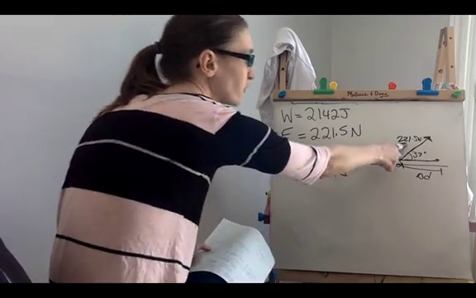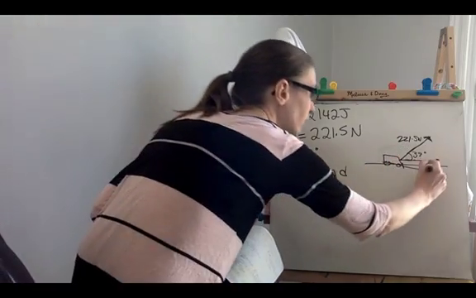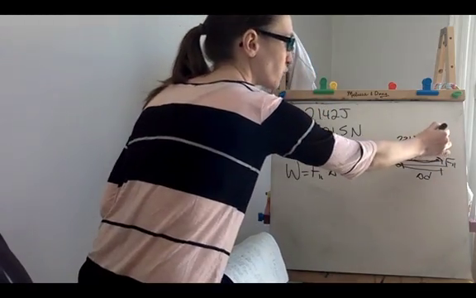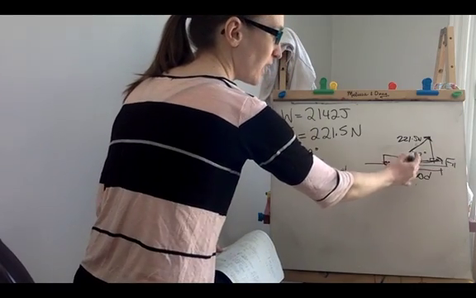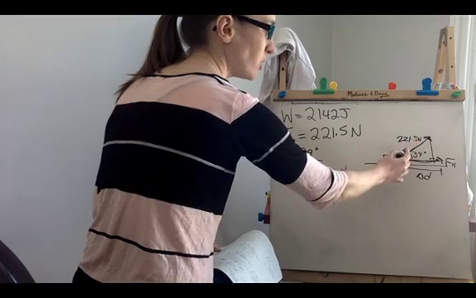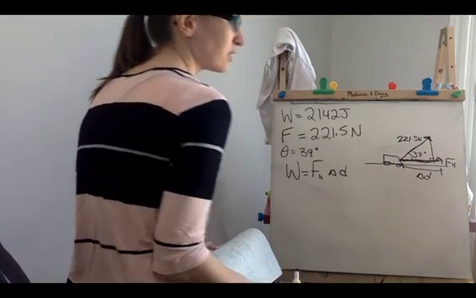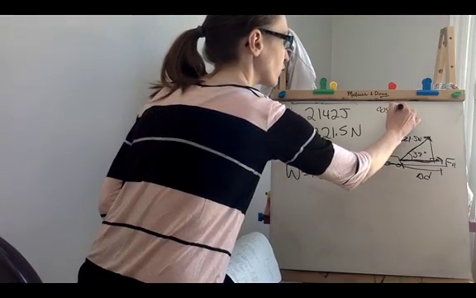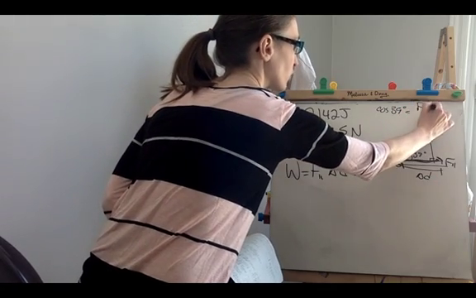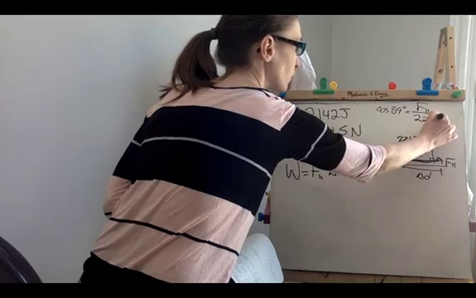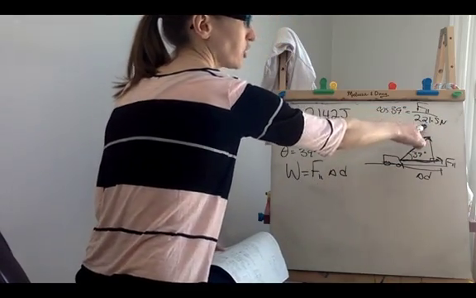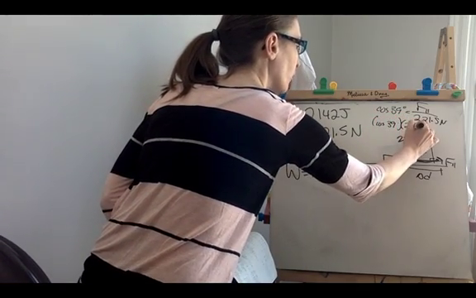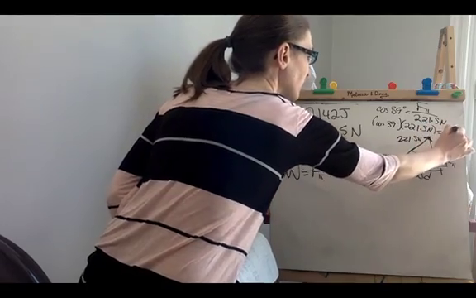We have the work. This force is not parallel to the object's motion. We need to figure out what that force parallel is. If you think about it, we've created a right triangle where we have the angle. This 221.5 newtons is the hypotenuse, and this is the adjacent side length. So what we would be solving for here is the adjacent side length. You'd set up cos of 39 equal to the adjacent, which is the force parallel, divided by the hypotenuse of 221.5 newtons. To solve for force parallel, you multiply both sides by 221.5 newtons, and you get that cos of 39 degrees multiplied by 221.5 equals your force parallel.